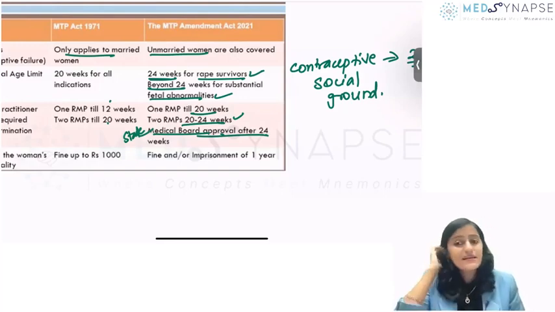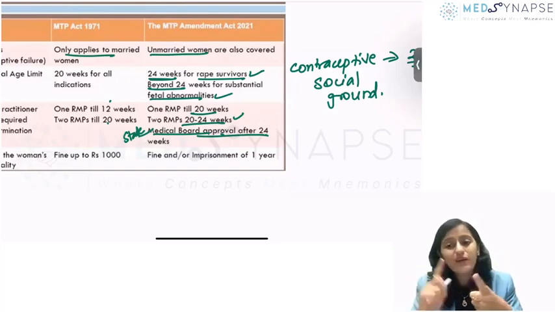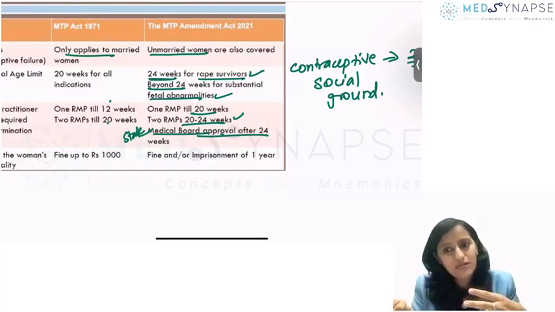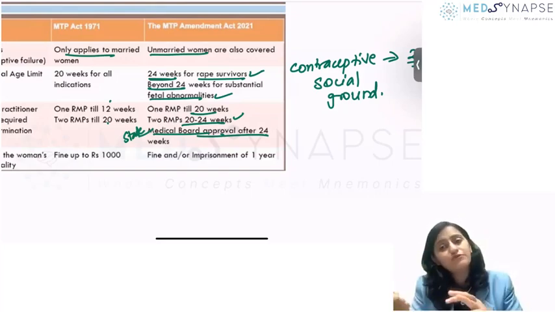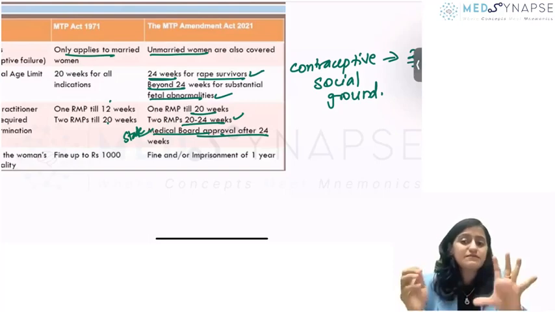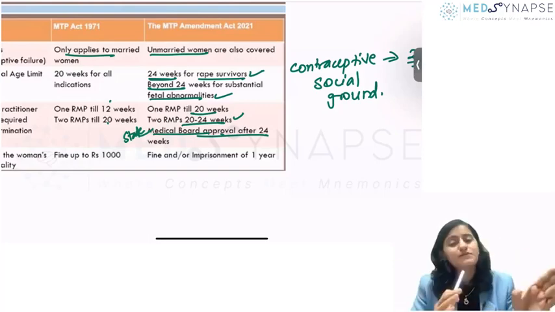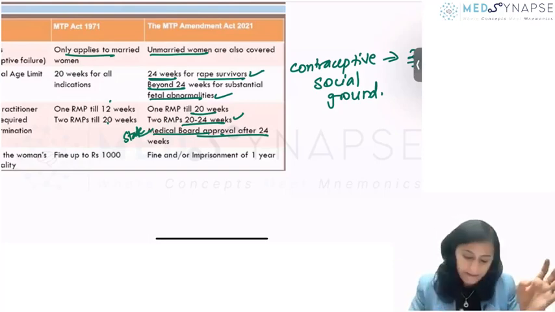Is this clear with everyone? Please remember these points for the MTP Act. These are very, very important. Up to 20 weeks only one RMP; after 20, two are needed. Till 24, and after 24, medical board. Contraceptive failure is a social ground, 20 weeks only. Rape victim is 24 weeks.